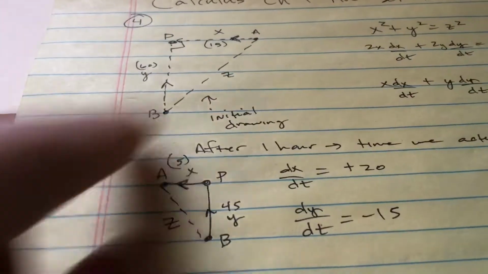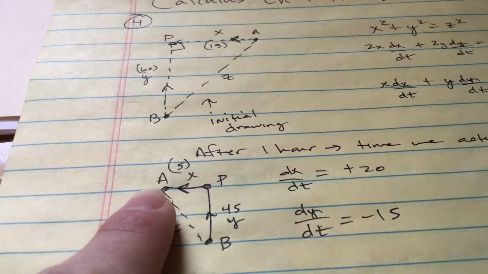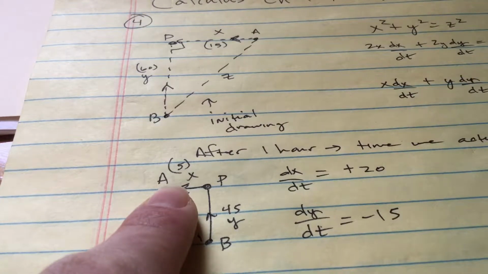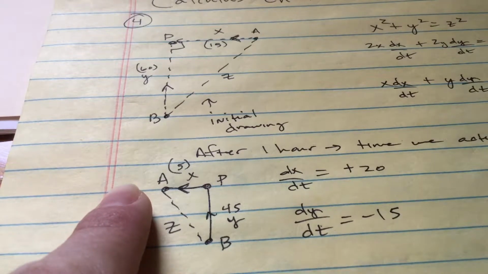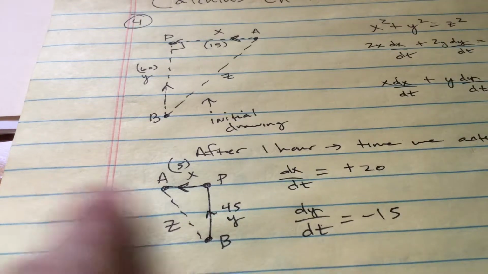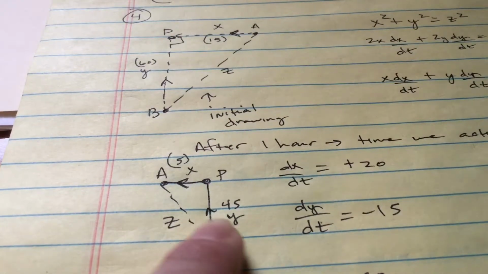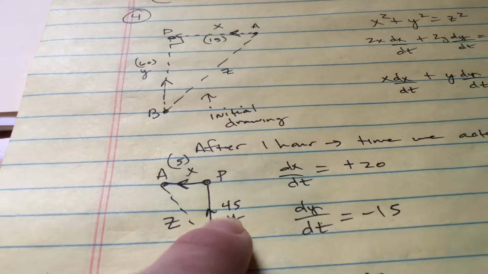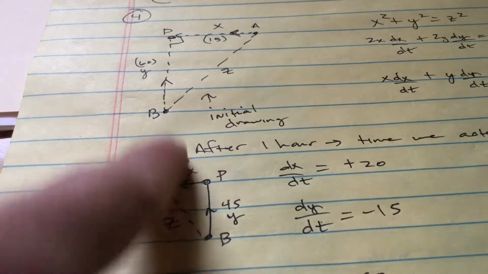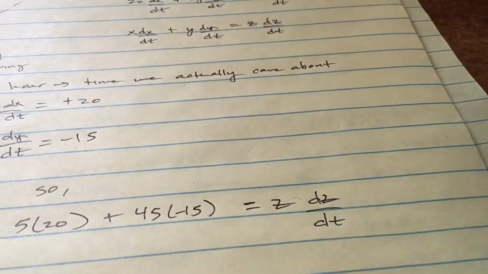After 1 hour, A has gone 20 miles, so it's actually 5 miles now west of P. So dx/dt is not negative 20, but now positive 20, because at the time I'm analyzing this, that x distance is getting bigger. Now, dy/dt is still negative because that y distance keeps getting smaller. So 45 is the distance B is from P, because you just subtract 15, that's the initial starting point. So the Pythagorean theorem will give you z. And we know everything else.